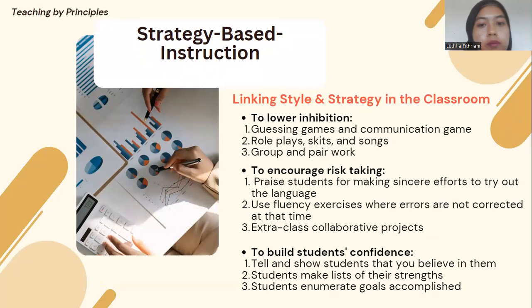The second step is linking style and strategy in the classroom. There are three activities that the teacher should conduct in the classroom: to lower inhibition, to encourage risk-taking, and to build the student's confidence. And how to lower inhibition? There are three activities: voicing games and communication games, role plays, skits and songs, group and pair work.